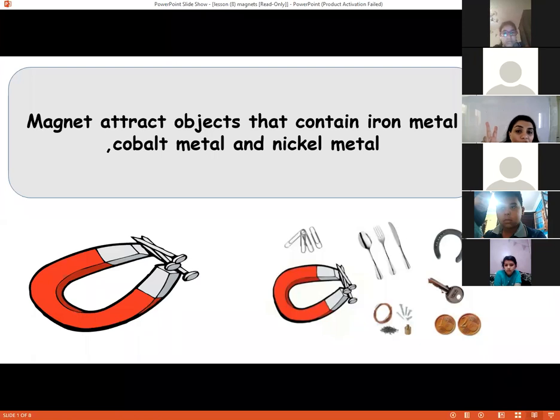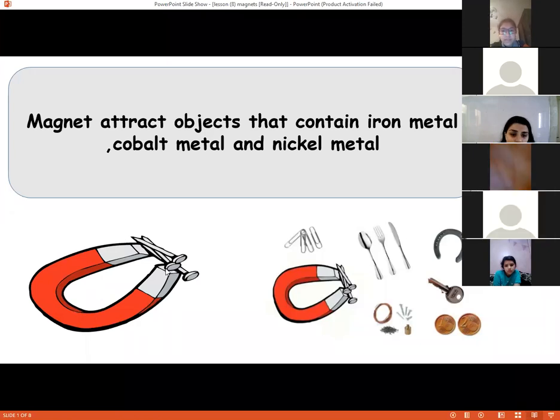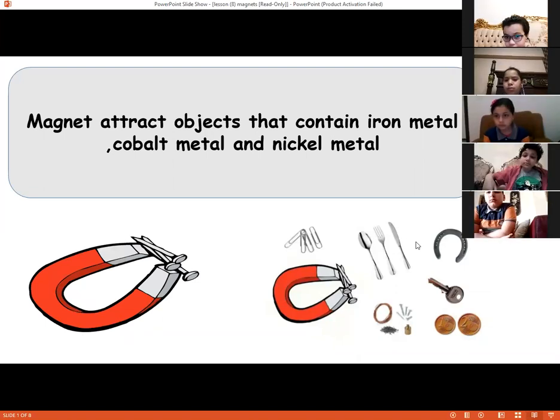Anything made of iron, cobalt, nickel is attracted to the magnet. When I put anything made of iron or nickel or cobalt close to the magnet, it attracts. Like this picture. Look at the screen. You understand now? Yes. All of you understand?